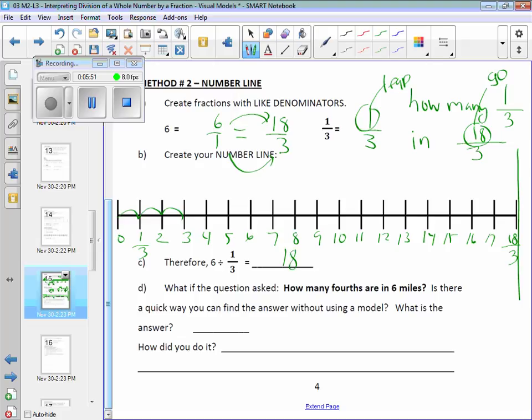Now we can cut to the shortcut. If the question asked how many fourths in 6 miles, using the shortcut, what's the answer? See? 24.